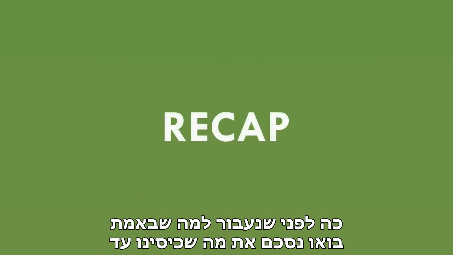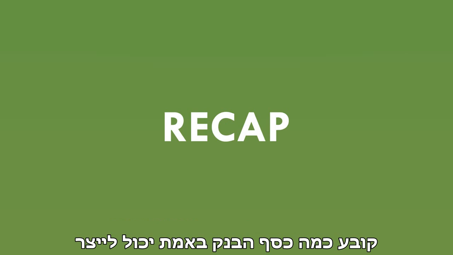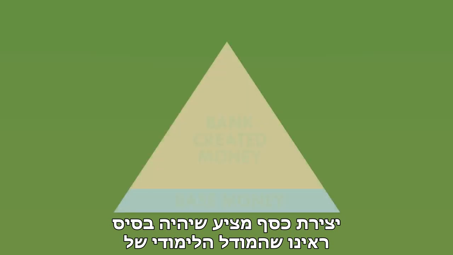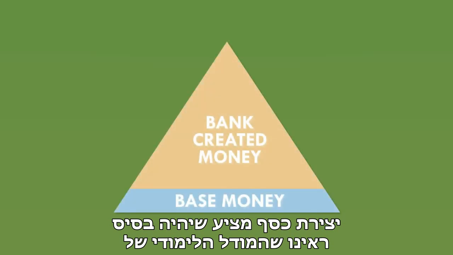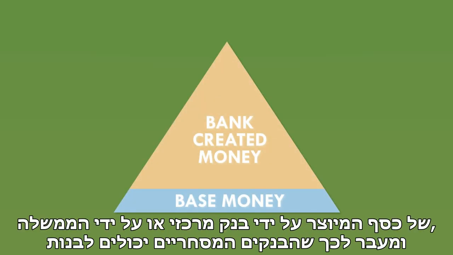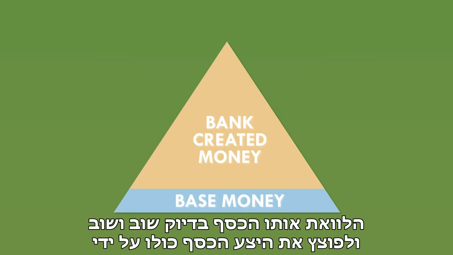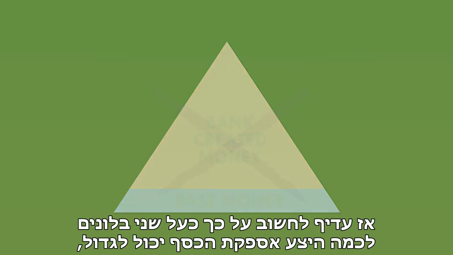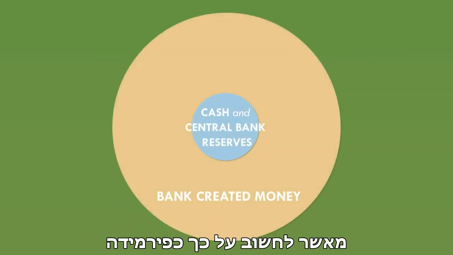So, let's recap everything we've covered so far before we look into what actually determines how much money the banks can create. We've seen that the textbook model of money creation suggests that there's a base of central bank or government-created money on top of which the commercial banks can blow up the total money supply by relending the same money over and over again. We saw that this model is actually completely inaccurate. There's no natural limit to how big the money supply can grow, so it's actually better to think about this as two balloons rather than a pyramid.